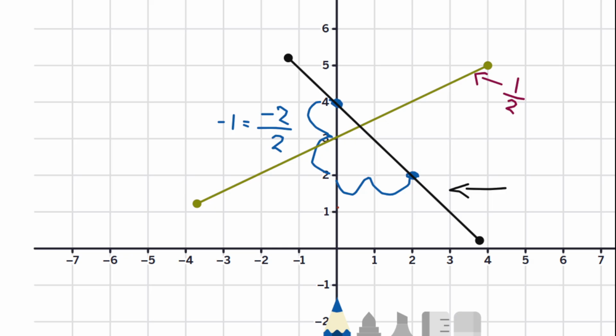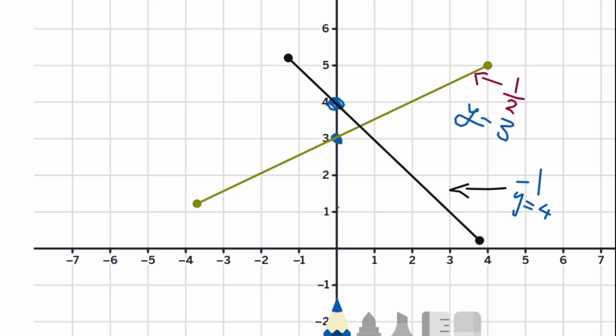So what's the gradient? What's the slope of this line? It's -1. What about the y-intercepts? The y-intercept of the black line is y equals 4 because it crosses the y at 4. And for the yellow line, it crosses the y at 3, so y equals 3. This is the y-intercept and the slope for these lines.